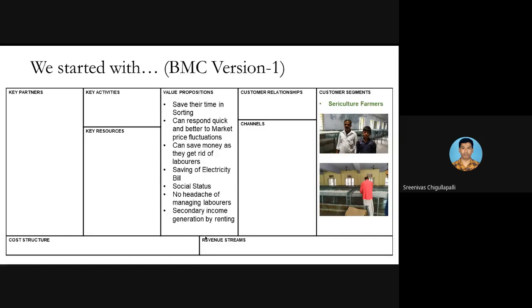Also, since it is an automated device that we were proposing, we thought that it can save a lot of investment in terms of labor costs, and there would be no headache of managing labor, especially in rural areas where you don't get enough labor, because it requires a lot of skill. You have to look at the cocoon's color, shape, and size, and then sort it. So that's why we initially thought of farmers as our potential customer segment. But after doing interviews, we found out something else. So next slide, please.